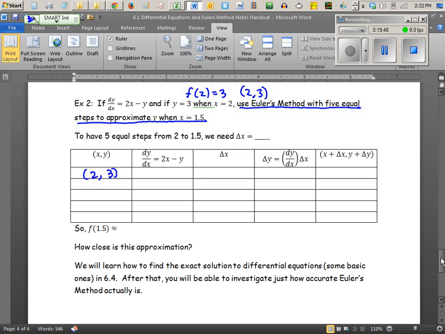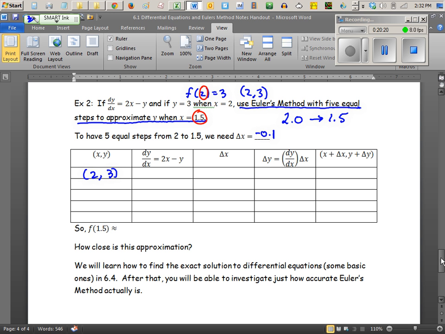So basically we're trying to go from 2.0 down to 1.5. We're going from x equals 2 to x equals 1.5 using 5 stages, and this is obviously a decrease. So I think what we're going to need to do is use a negative 0.1. That'll take us from 2.0 to 1.9, from 1.9 down to 1.8, from 1.8 down to 1.7, from 1.7 down to 1.6, and lastly from 1.6 to 1.5.